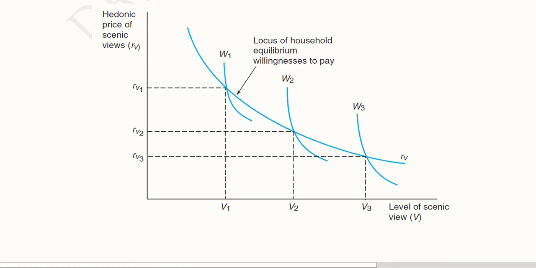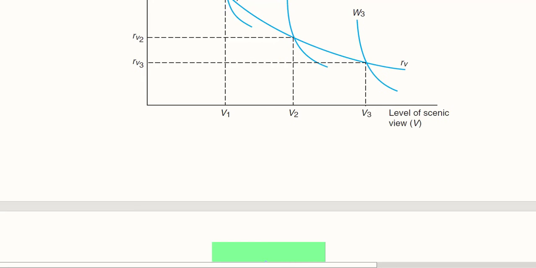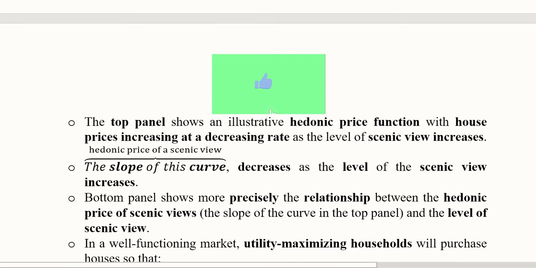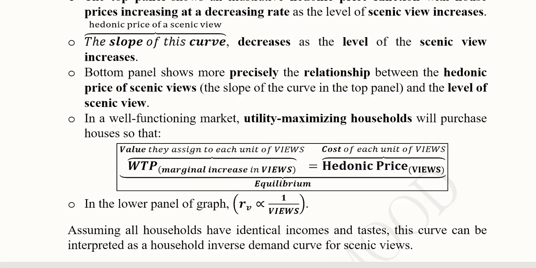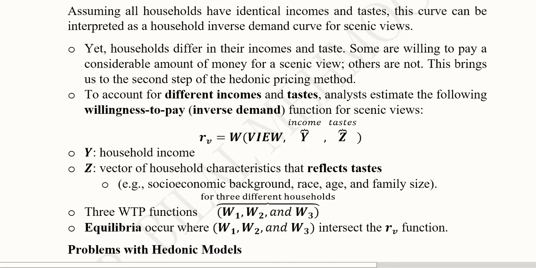Talking about these W's, this is W1, W2, W3. This is basically showing the various households that we have taken with different preferences. They have different preferences, and these preferences are represented with their socioeconomic background, race, age, and family size. We have chosen 3 of the households with different preferences, and hence their WTPs are different. So their WTP functions are plotted here.